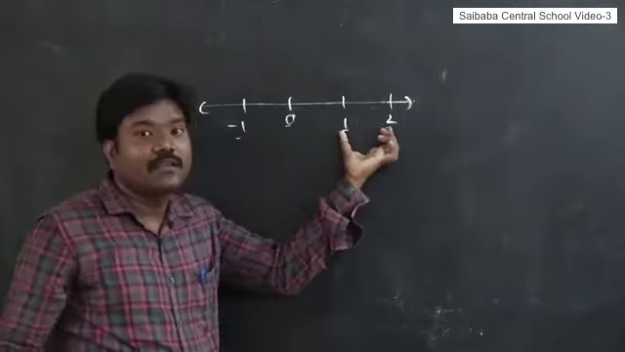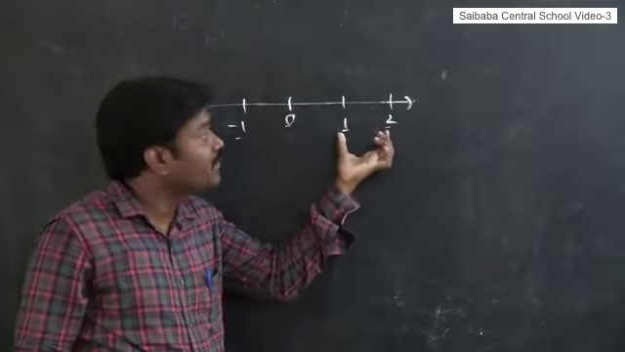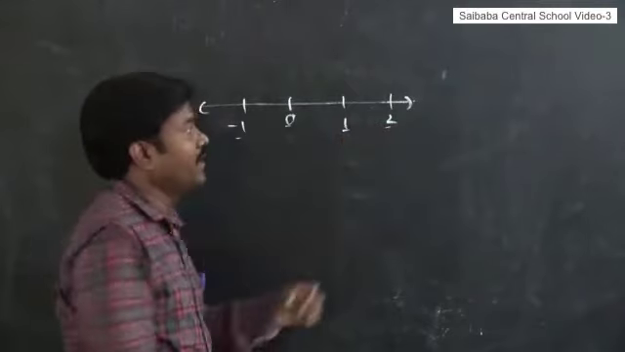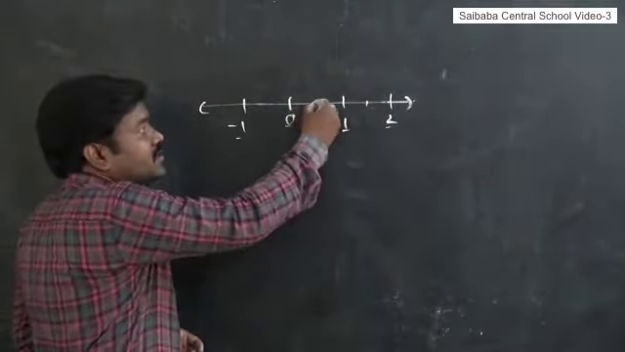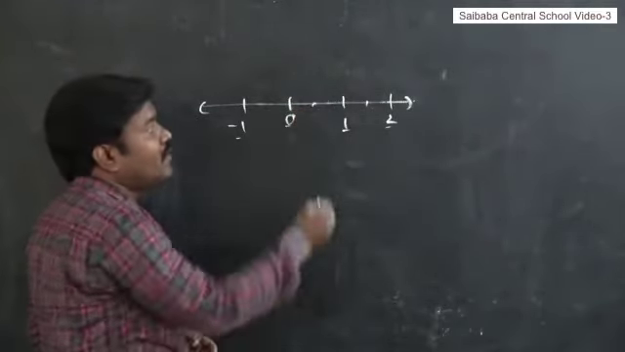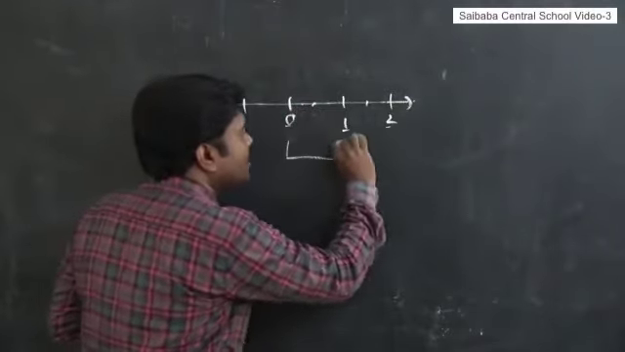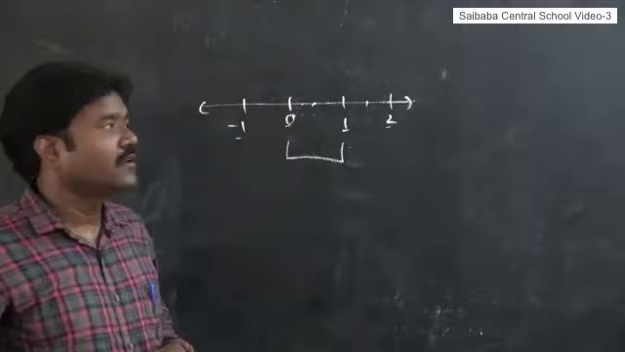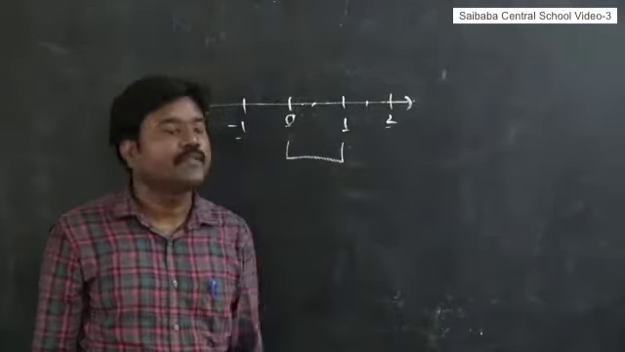Between 1 and 2, 3 by 2 is there. Now like that, this is 0.5, that is half, and 1 by 4 is there. All these numbers are there between these two. My question is, I am giving some model questions. Please give answers to that.